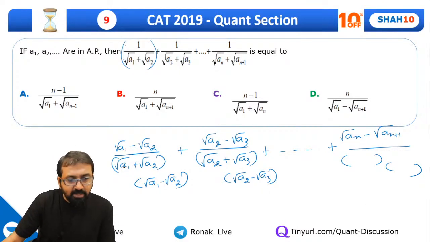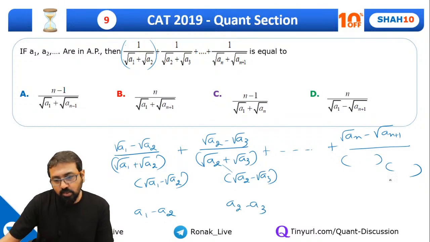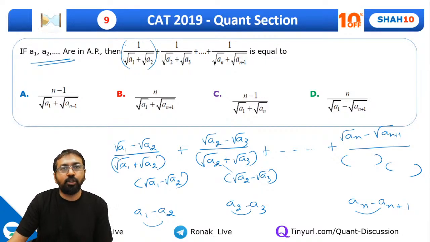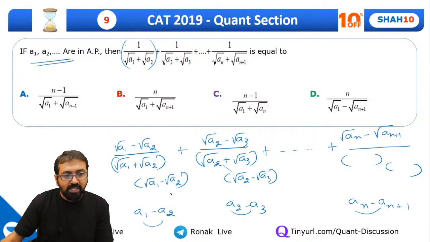Now guys, this will be a square minus b square, yes or no? So if you check, this will come out to be a1 minus a2. This will come out to be a2 minus a3. This will come out to be an minus an plus 1. Can I say these are nothing but the difference of two successive terms, and in an arithmetic progression the difference between two successive terms remains the same. So let me call this difference d. Let's assume this as d.